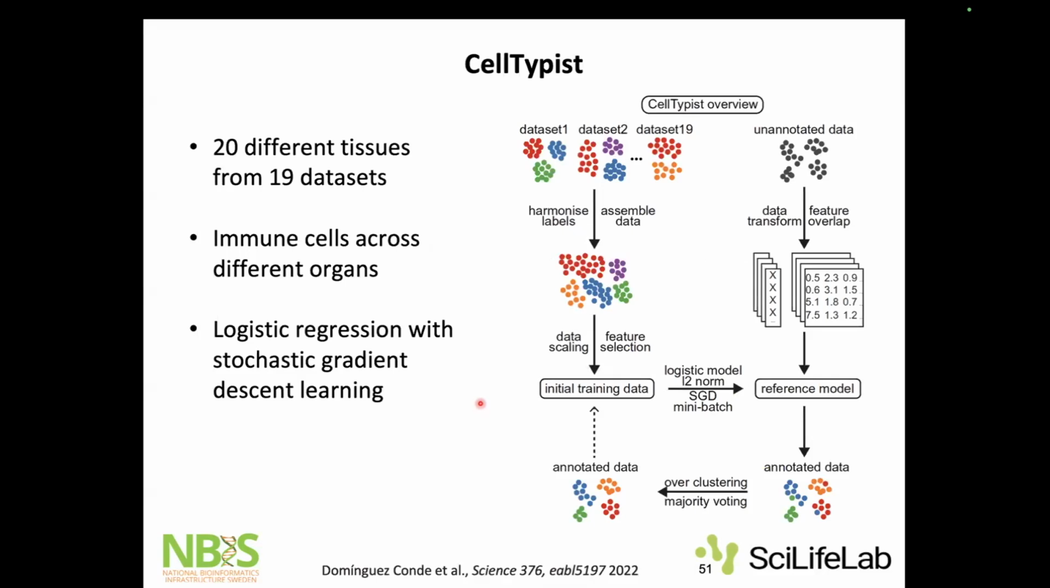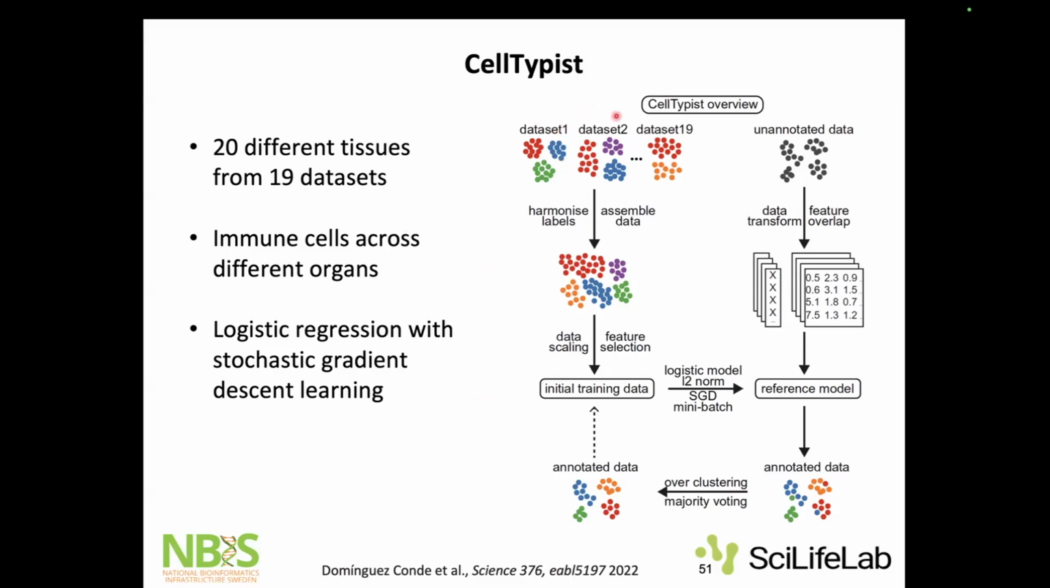This is CellTypist, which you use in the Python lab, I think. Here, it's also for immune cells across different organs. They collected data from 20 different tissues from 19 data sets. The classifier is based on logistic regression with a stochastic gradient descent to minimize the cost function.